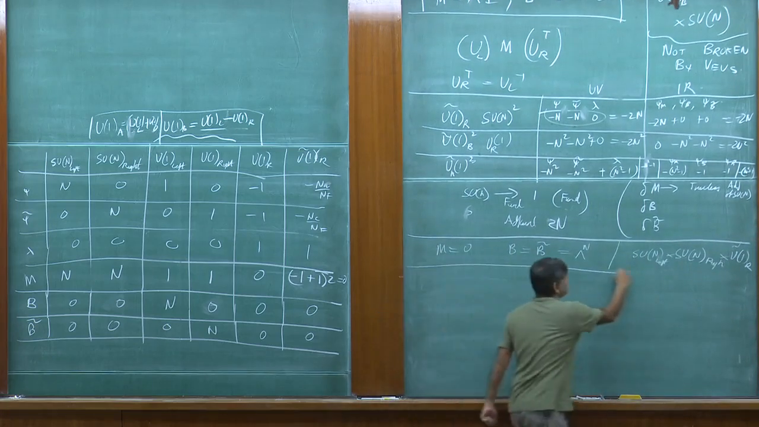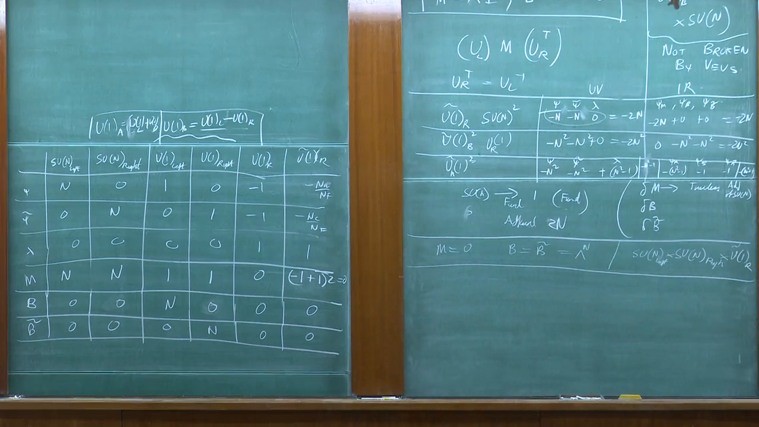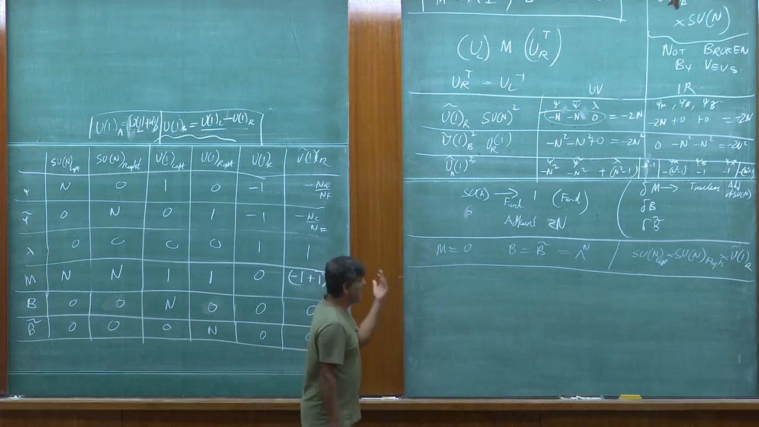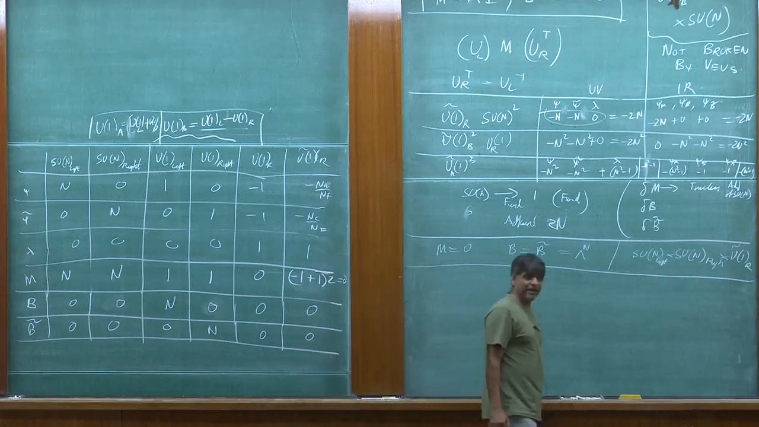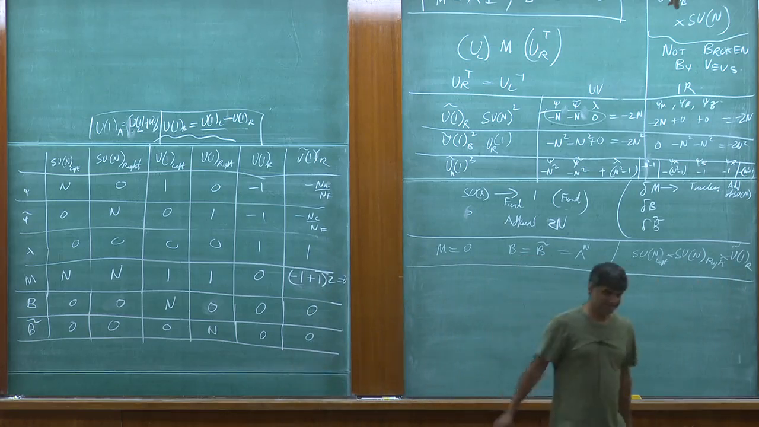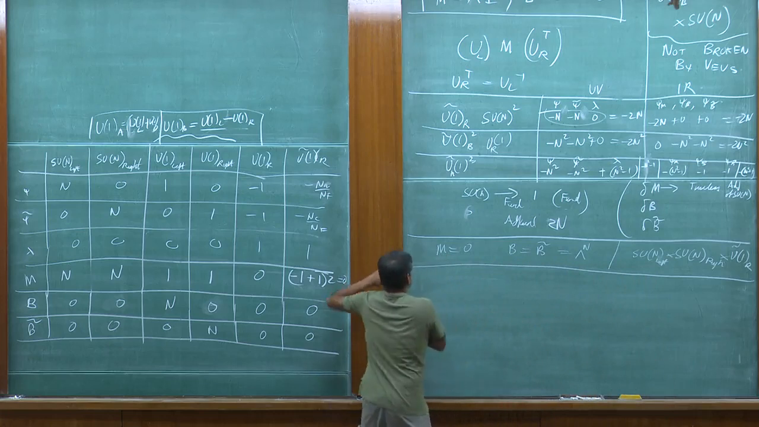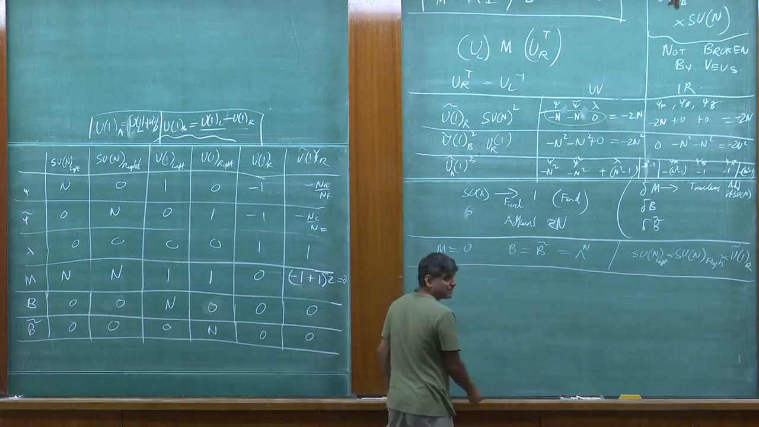Fine. So we have this m is equal to 0, b is equal to b tilde as lambda to the power n, and that preserves this symmetry. Now we want to look at the composite operators, how the tangent space transforms under the symmetry. Now, first we have to linearize.